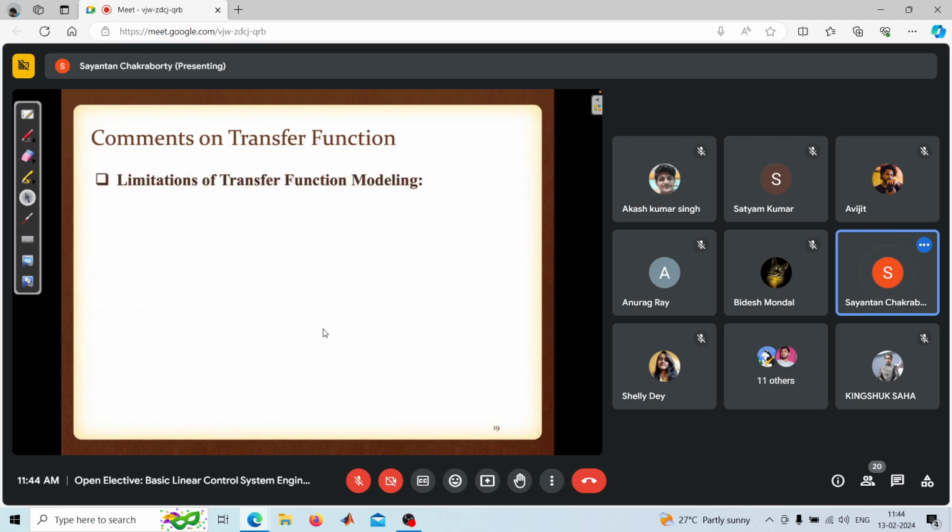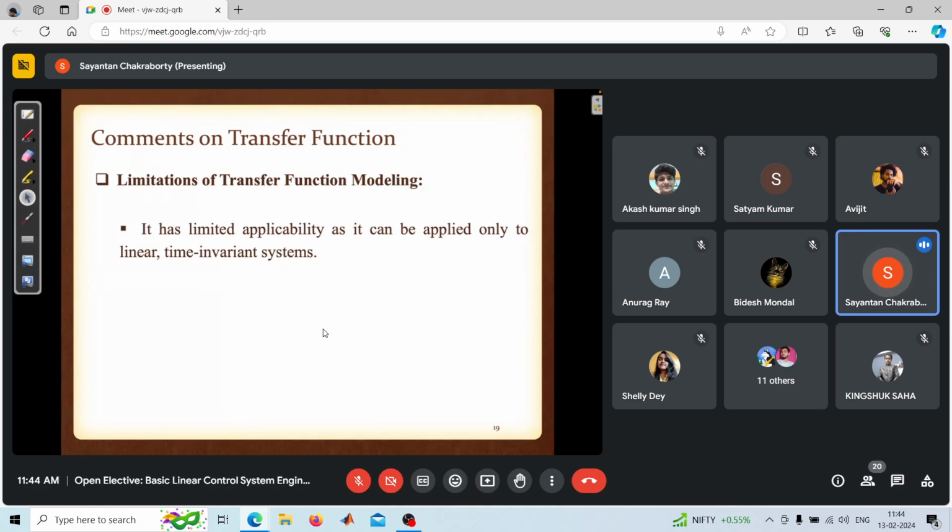Now, obviously, there are certain limitations of this transfer function modeling. Now, what are those limitations? First of all, the transfer function is only applicable for linear time invariant system. It is not valid for nonlinear system or time varying system, right?